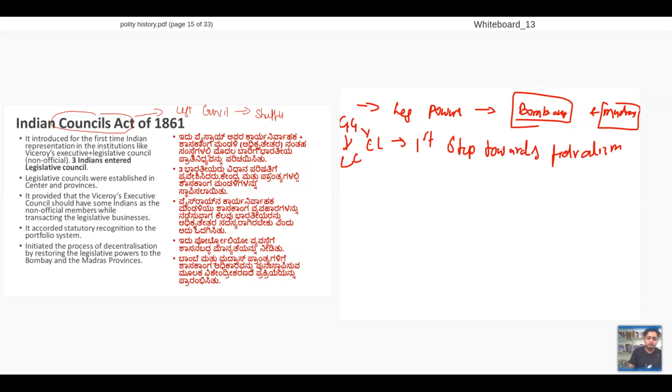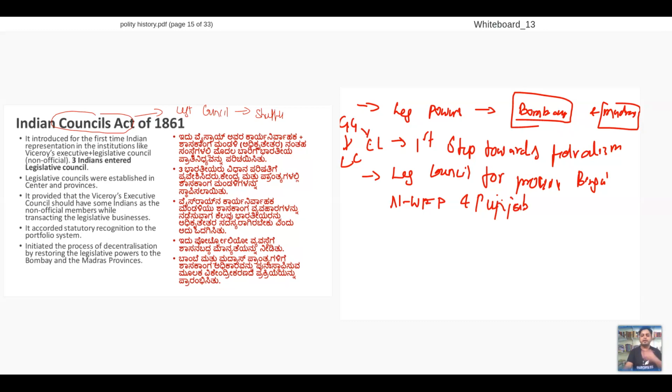Isn't that the first step towards federalism? Next thing, this is actual federalism. Legislative Council for province: Province of Bengal, North West Frontier Province, and Punjab will be given. Clear? So now I will show you the scenario of India.